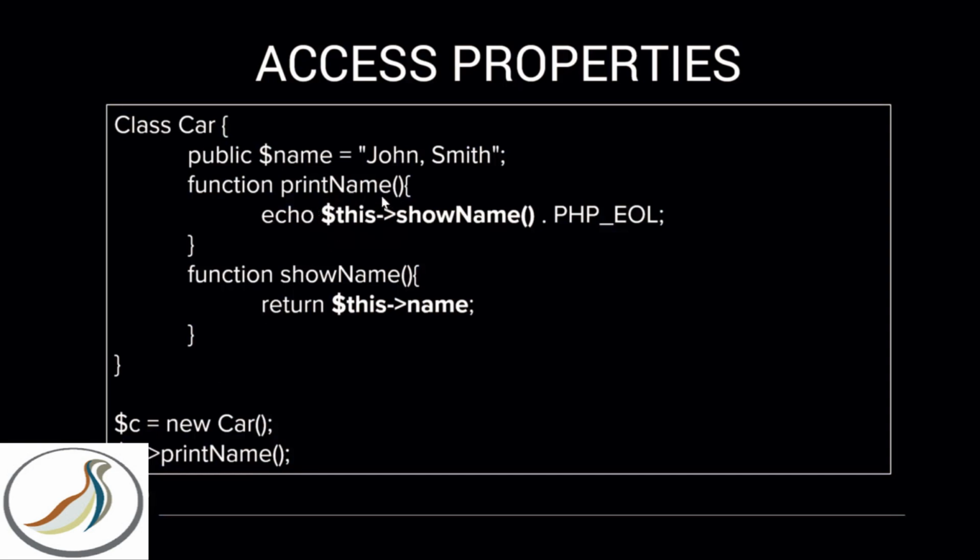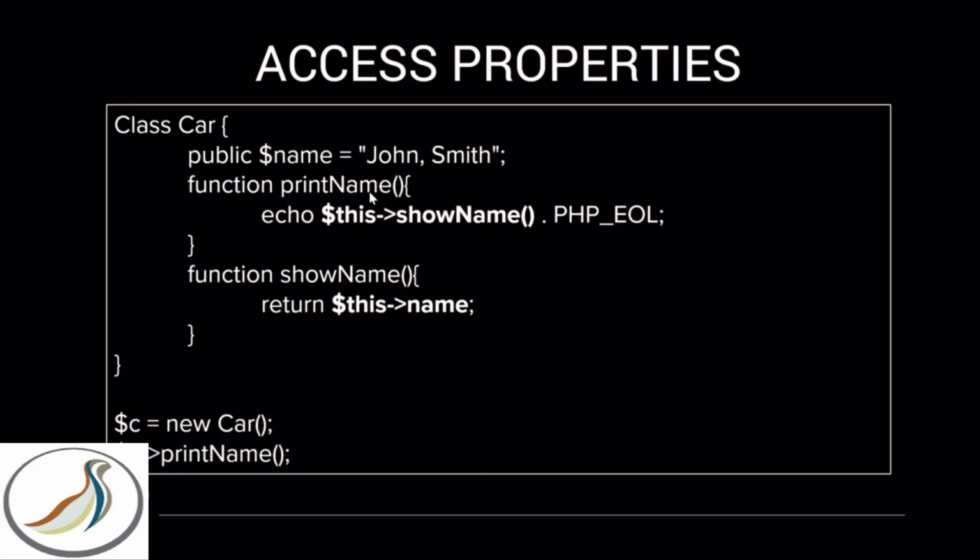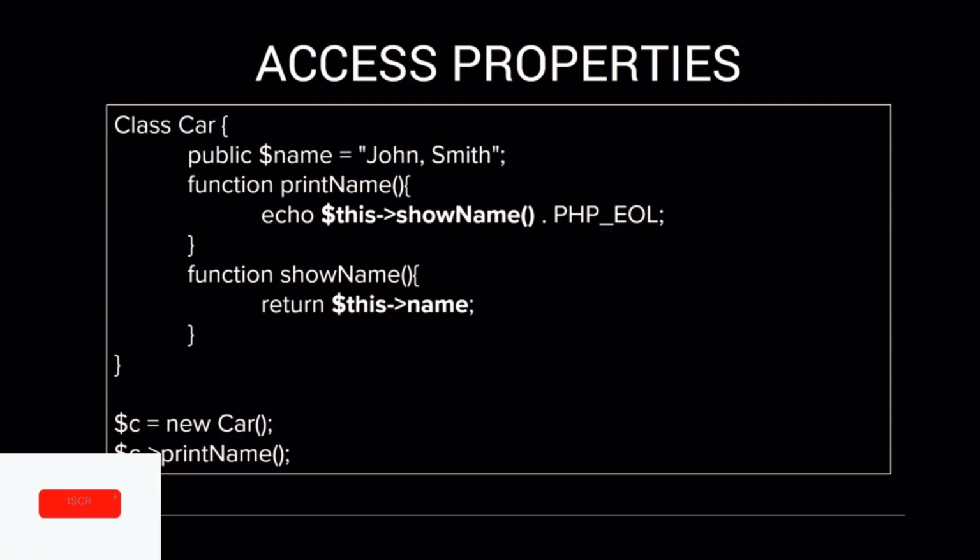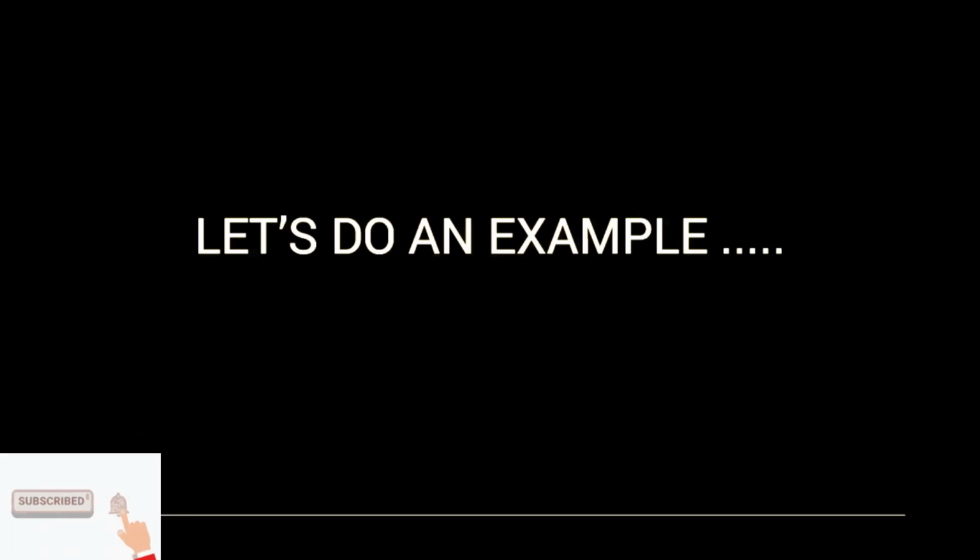$this always refers to the current instance of a class that is trying to access these methods. Okay, so understand $this is automatically available, using which you can access property and method of that class inside the class. Okay, you cannot access $this outside the class, you have to access it inside the class itself. So let's do an example and understand how we work with the $this keyword.